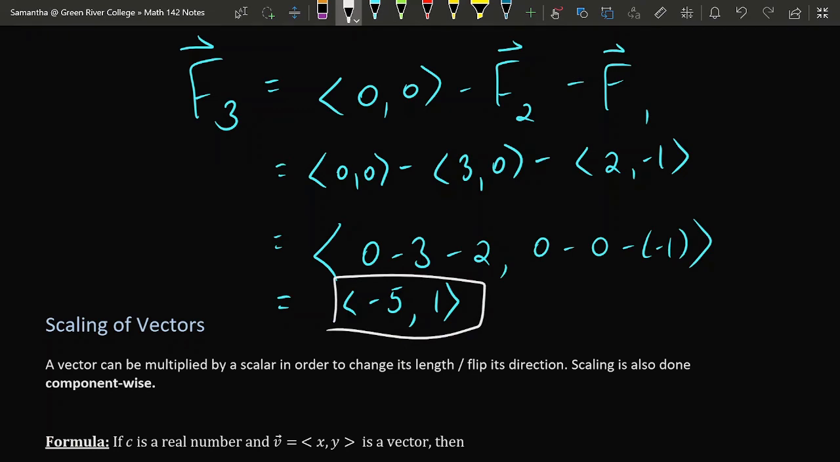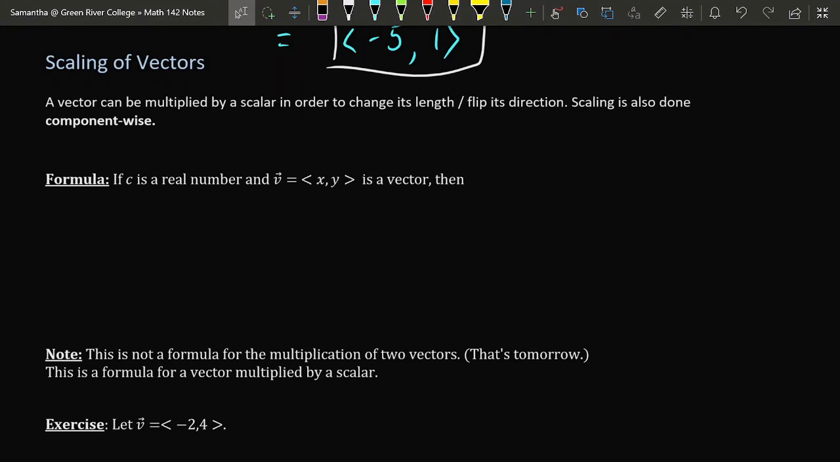The third vector operation that we're going to look at today is what is called scaling. Scaling is what we call multiplying a vector by a single real number. And just like addition and subtraction, scaling again is a component-wise action.